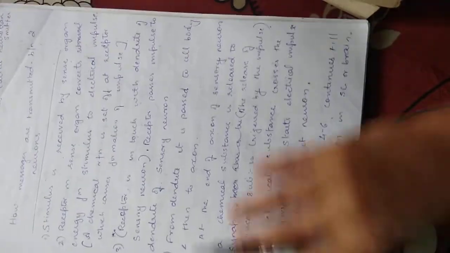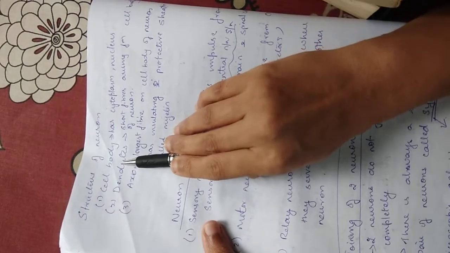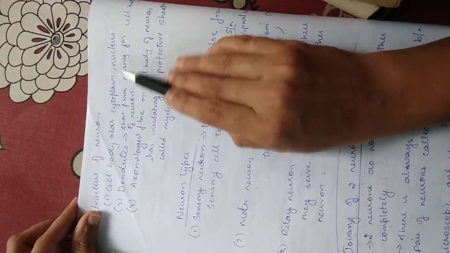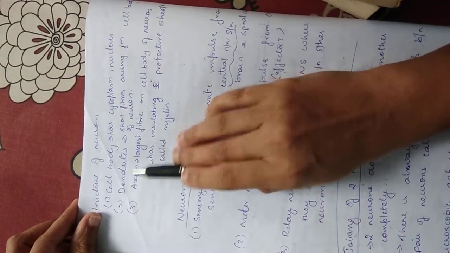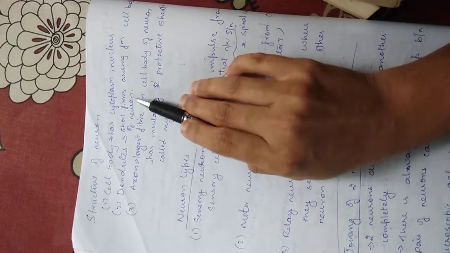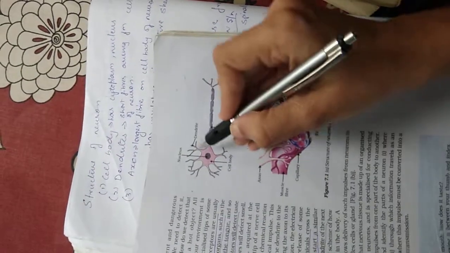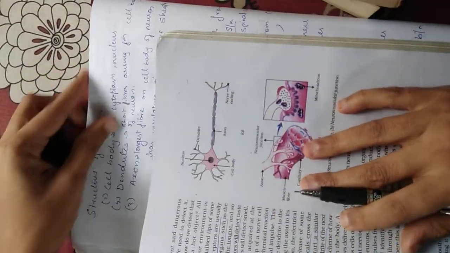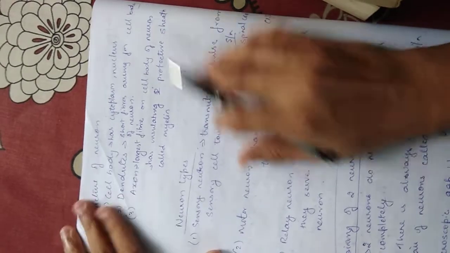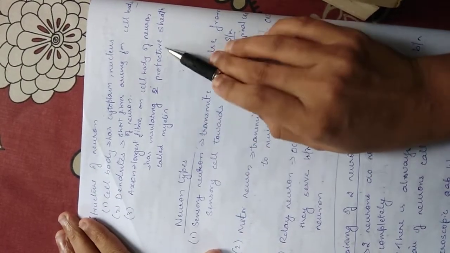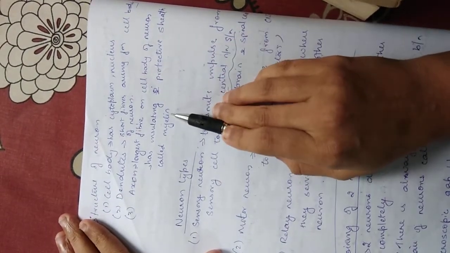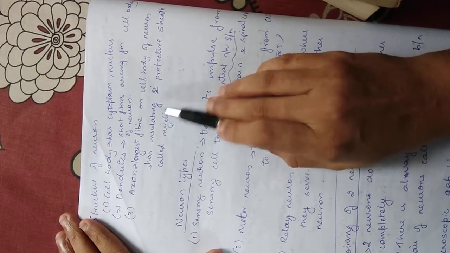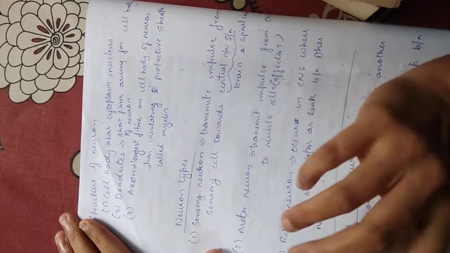Okay, so this is the structure of the neuron. It has a cell body. Obviously the cell body will have cytoplasm and nucleus. And dendrites, what are dendrites? We already told that they are short fibers which arise from the cell. Axon is the longest fiber on the cell body of the neuron, and it has an insulating and protective sheath known as myelin, and that is why it is known as myelin sheath. It insulates and protects the axons.